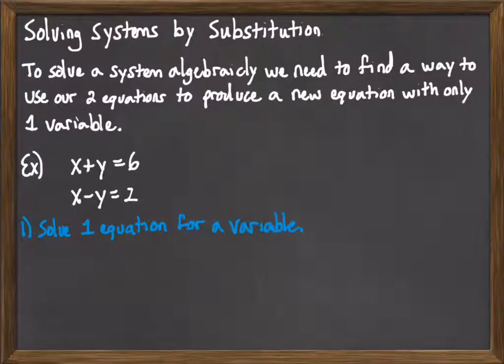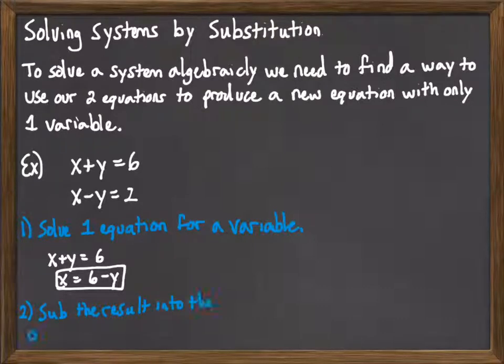I'm going to say let's go ahead and solve the top equation for x. So x plus y equals 6. I want to solve that for x. To solve for x, all I have to do is bring the y over to the other side. And so I get x equals 6 minus y.